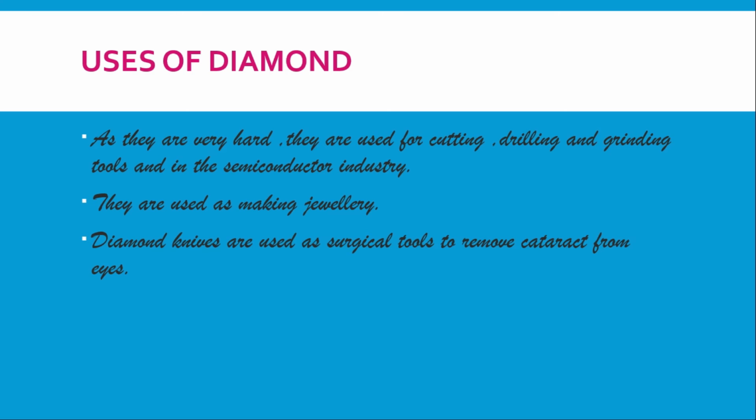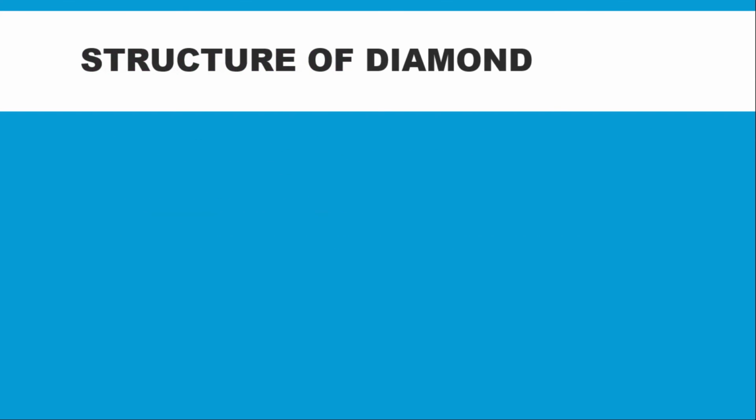So where can we find the diamond? Mostly in the jewelry around you. You can find the diamond even in the industries. There is black diamond particularly, which is used for cutting, drilling and grinding tools in the semiconductor industry. Also, diamond knives are used as surgical tools to remove the cataract from the eye.